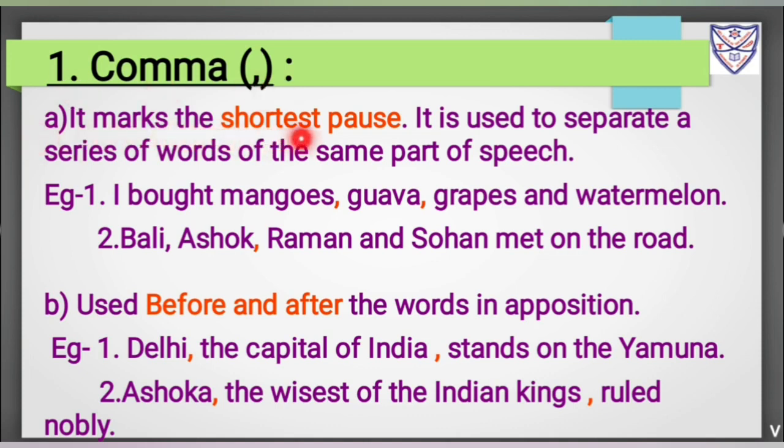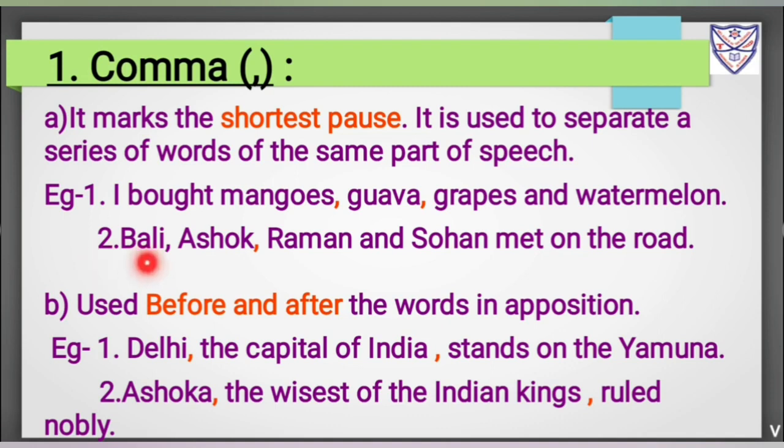It marks the shortest pause. It is used to separate a series of words of the same part of speech. For example, I bought mangoes, guava, grapes and watermelon. So over here, commas are used to mark the shortest pause in the sentence, as well as they are also used to separate a series of words in the same part of speech.